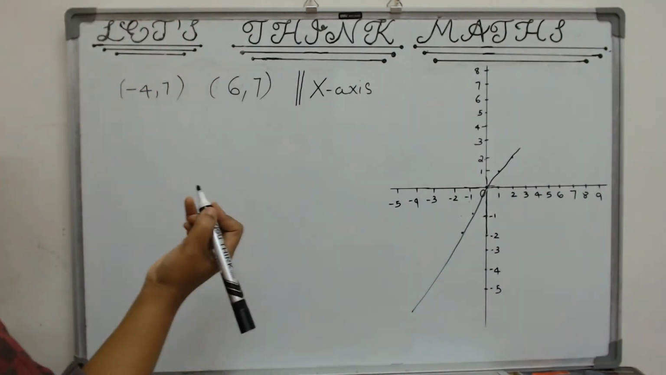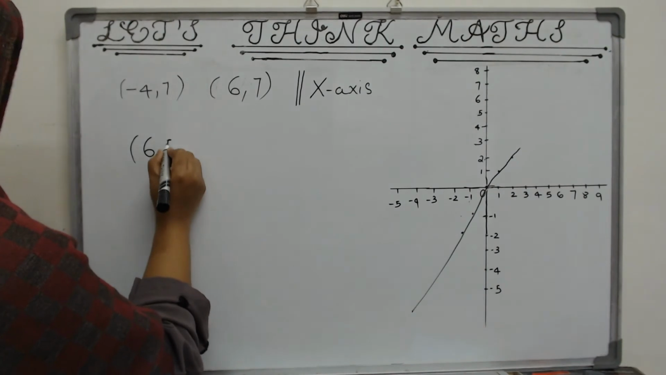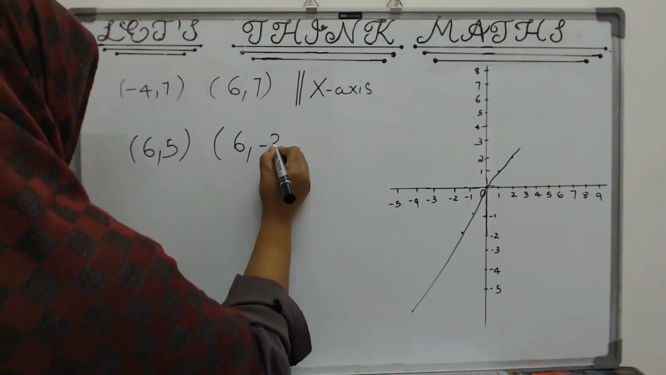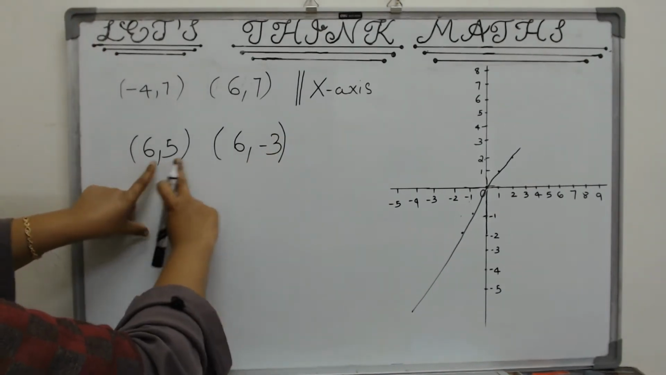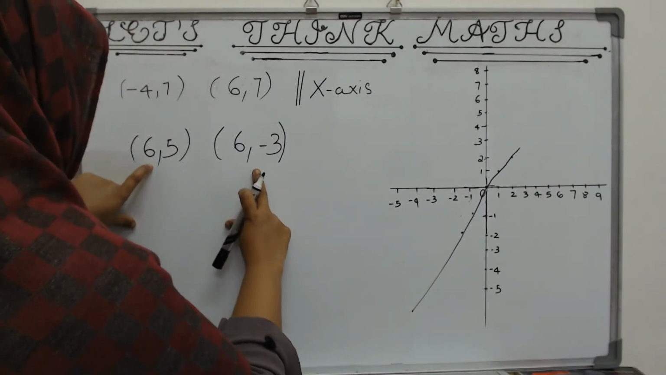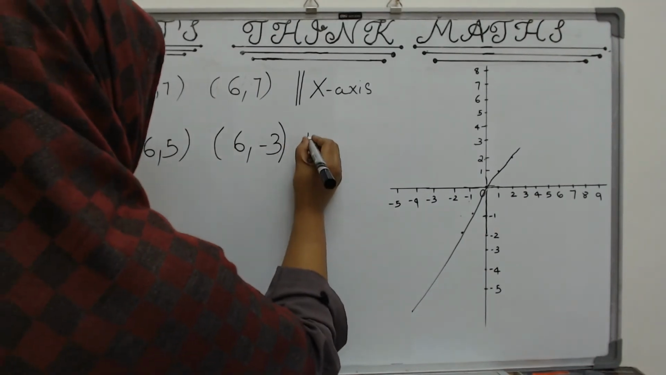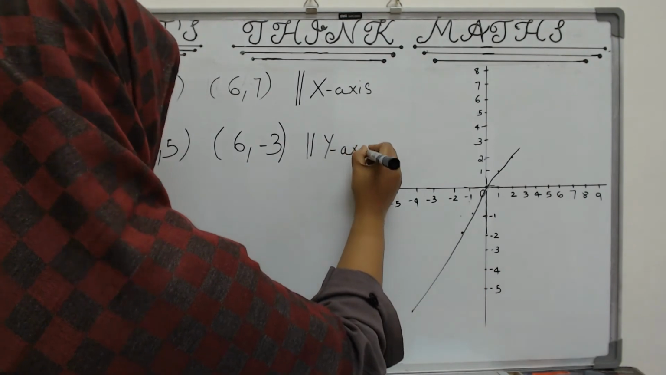Similarly, suppose I take 6, 5 and 6, minus 3. Then what do you notice here? The abscissa of these 2 points are the same. If I join these 2 points in a straight line, you will see that this line will always be parallel to the y-axis. Now you can check these yourself.